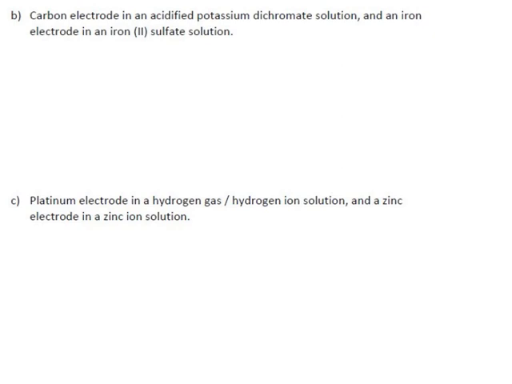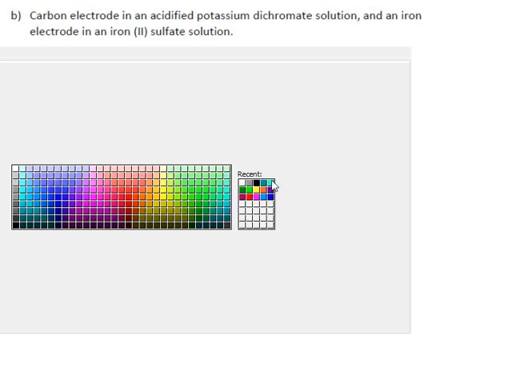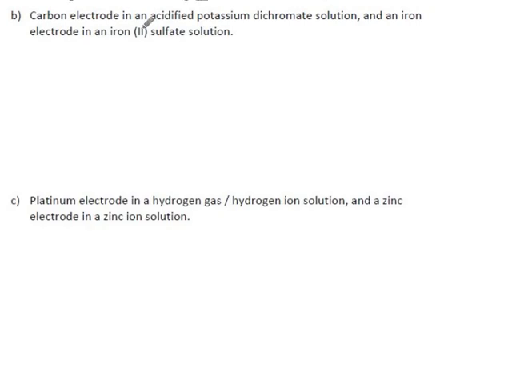Carbon electrode, acidified potassium dichromate solution. Okay, let's get a list of our chemicals here. Acidified means we have hydrogen ions. That's what acid is. Potassium dichromate means we have K+, which I don't think is going to matter, and Cr2O7. We have an iron electrode. We have iron 2. We have sulfates, and we have water.